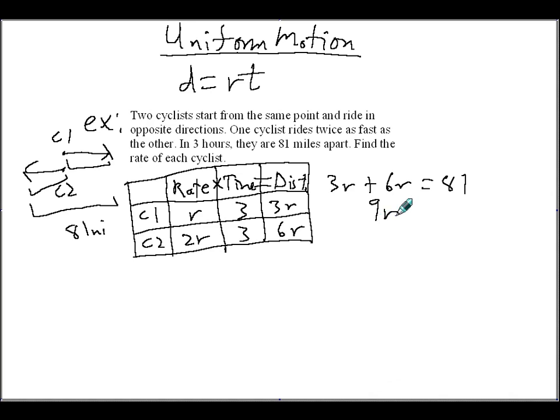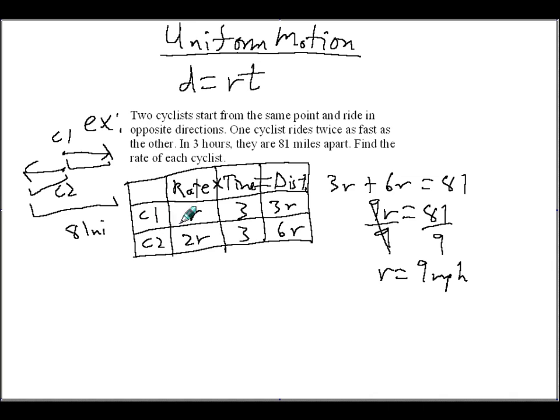All right? Let's go solve this simple equation here. So combine like terms, we get 9r equal to 81. Dividing each side by 9, we're going to get r is equal to 9 miles per hour. All right? And that's the speed of which cyclist? Well, that's the first cyclist, as you can see, right?